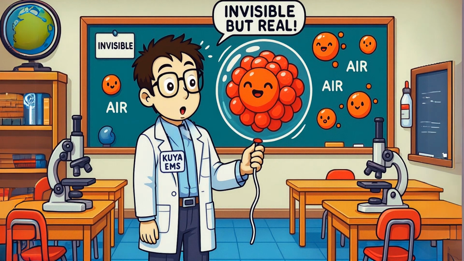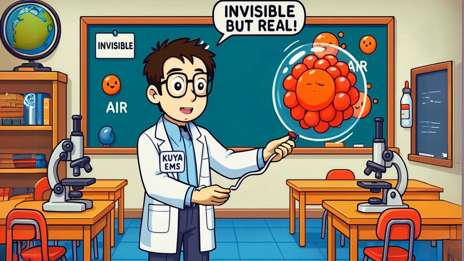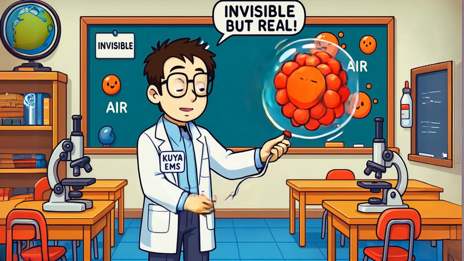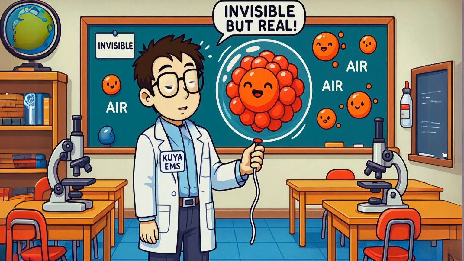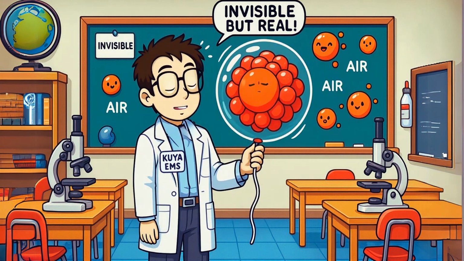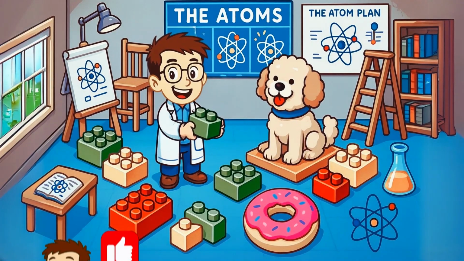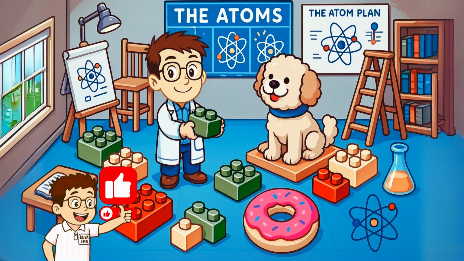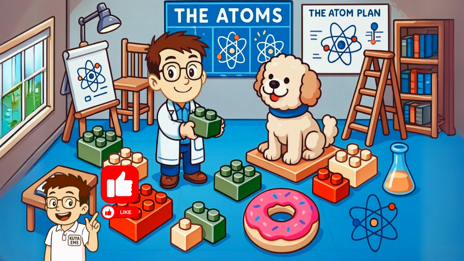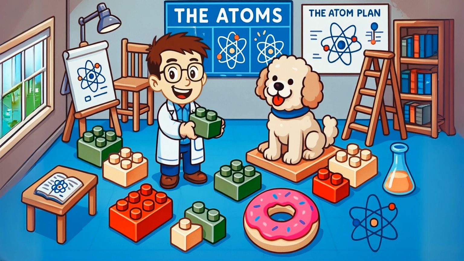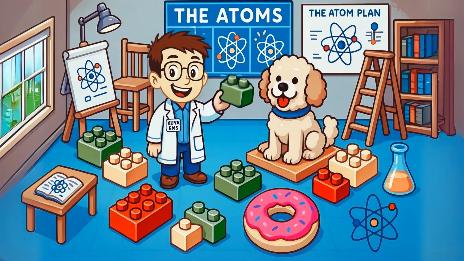Meanwhile, there are things you cannot see, but they are matter. Like air. Just because you can't see it doesn't mean it's not real. Air has mass, and it takes up space. So it's matter. All matter is made up of tiny building blocks called particles. The smallest ones? Called atoms. Atoms are so small, you can't see them, but they build up everything.